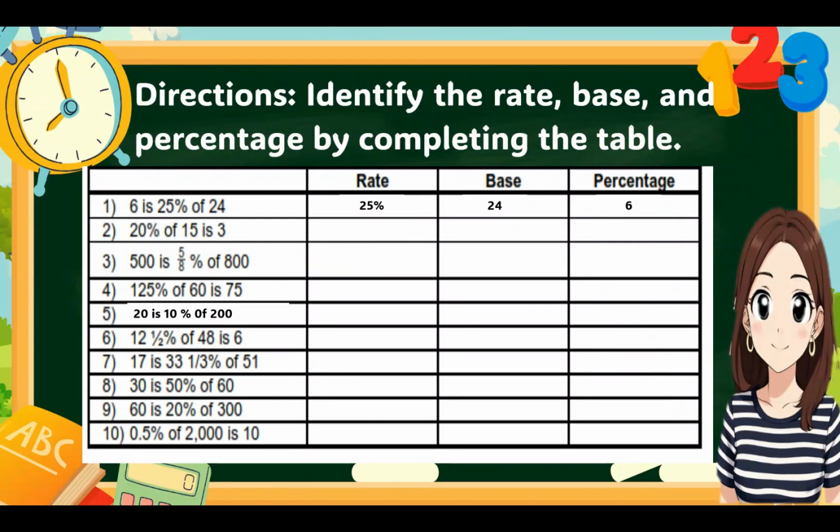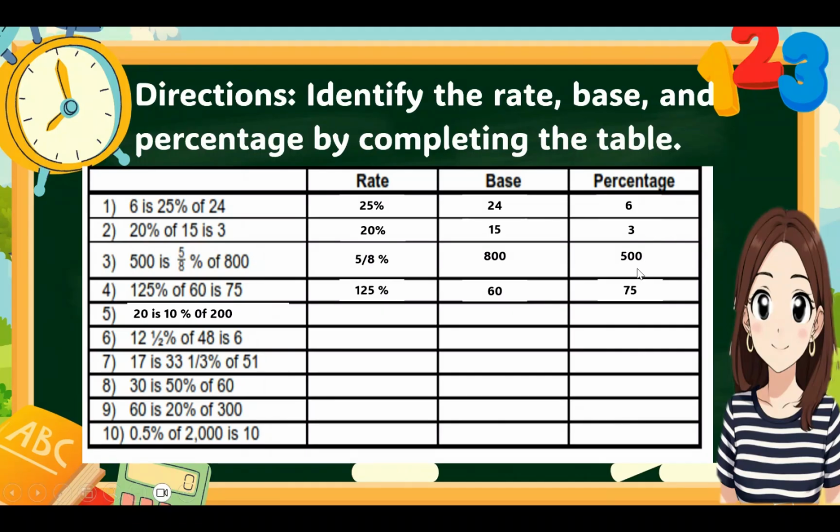For number 2, rate is 20%, base is 15, and percentage is 3. Number 3, 5 over 8%, the base is 800 and percentage is 500. Number 4, we have 125% as our rate and 60 as our base, 75 as the percentage.